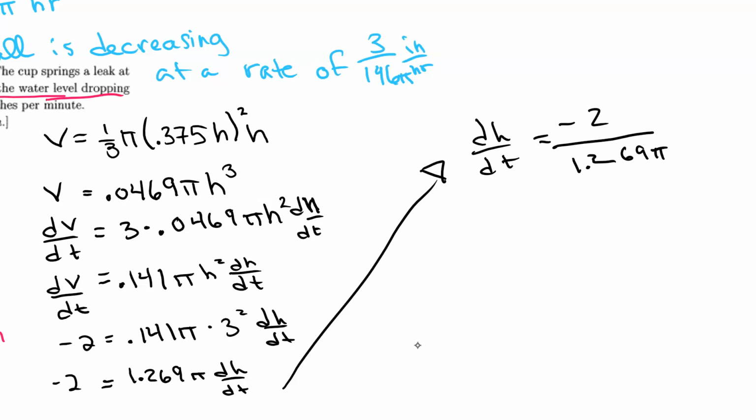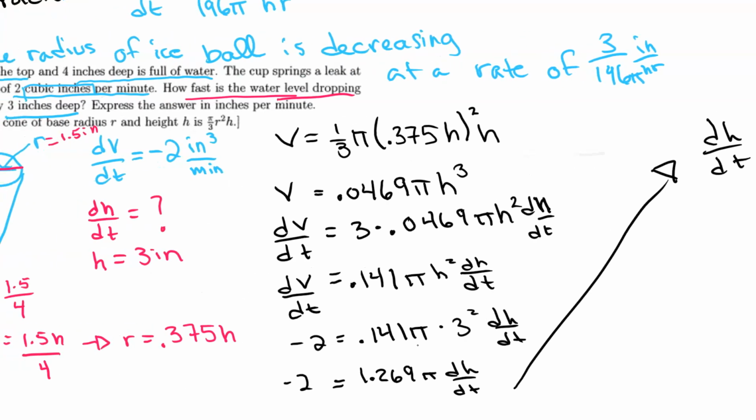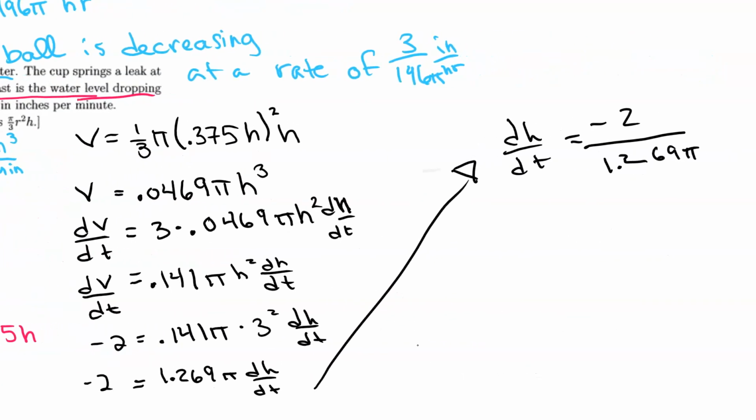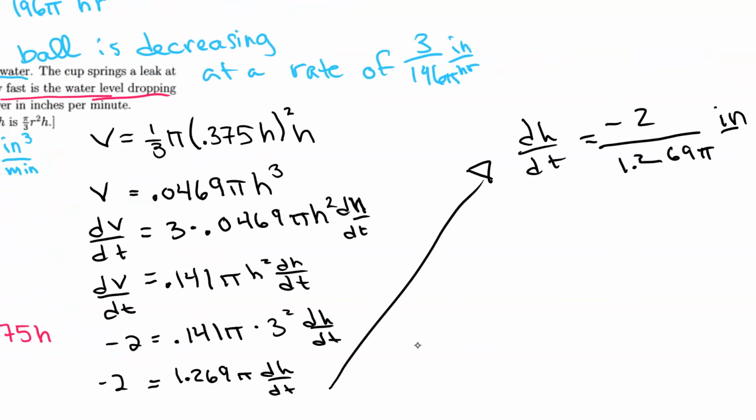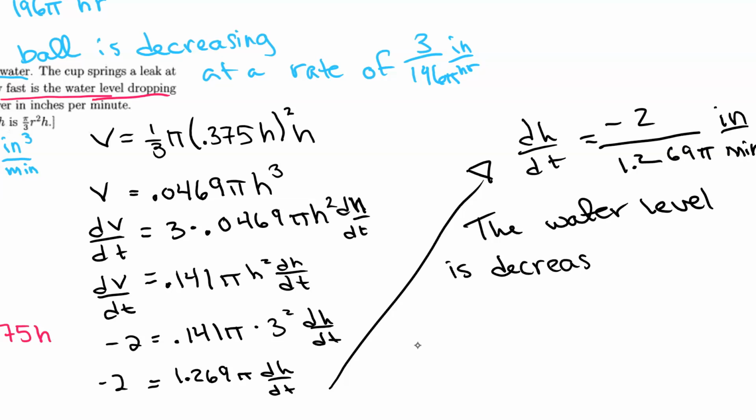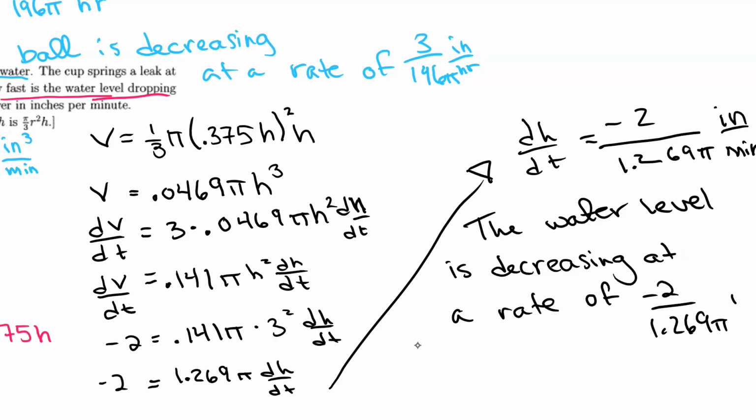Our units for height are inches, and the time was measured in minutes. So for this, it would be the water level is decreasing at a rate of -2 divided by 1.269 pi inches per minute.